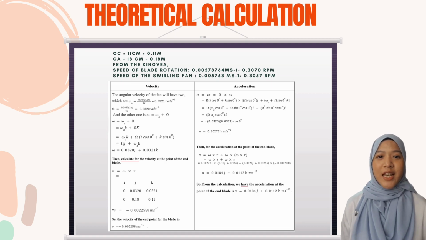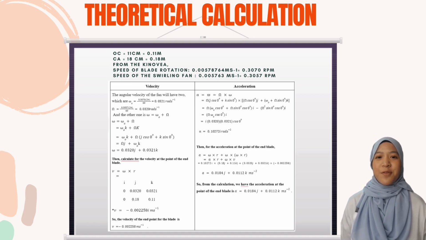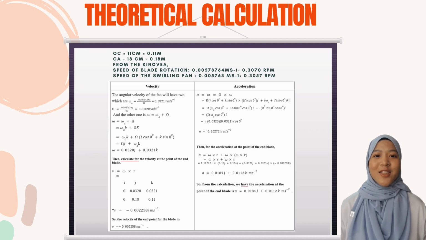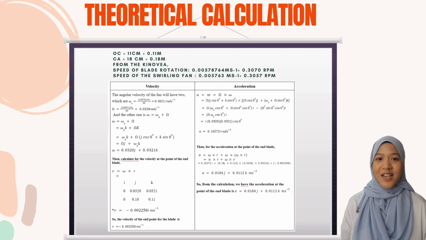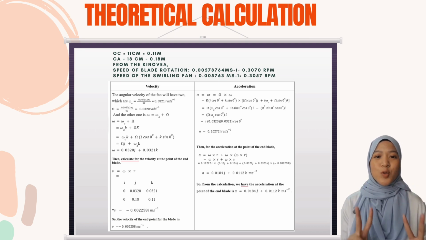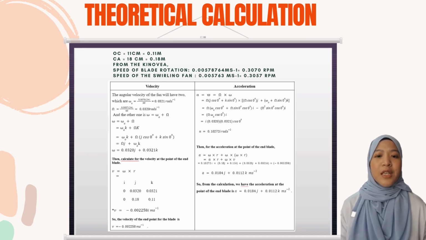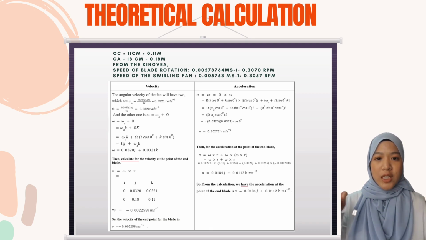After all the information that we get, let's dive in and calculate the velocity of the rotation blade first. Firstly, we need to calculate two angular velocities, which are for the blade and the swirling. As shown in the slide, we will use the formula speed times 2π divided by 60, and ω₀ will represent the angular velocity of the rotation blade, while the Ω symbol represents the angular velocity of the swirling fan. After that, we calculate the total angular velocity by adding these two, ω₀ plus Ω. We have included the vectors i, j, k to represent the XYZ plane. So the total angular velocity that we get is shown below.